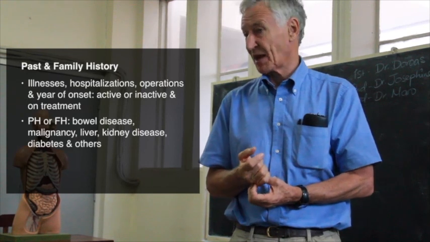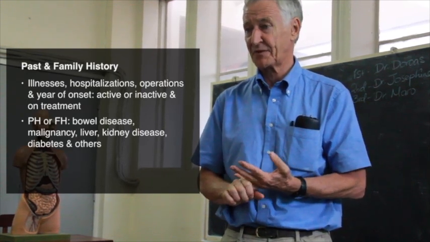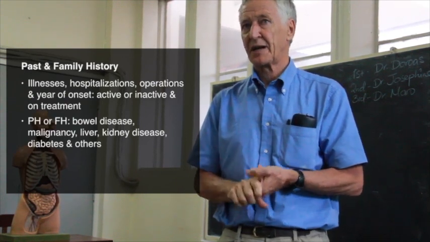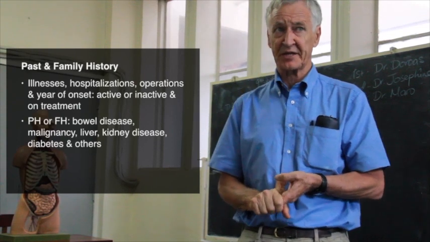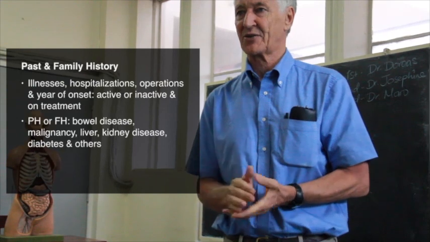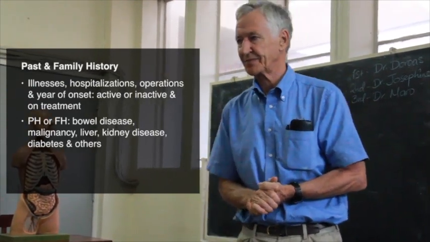Family history, some diseases run in families. Gastrointestinal ones, celiac disease does. Familial polyposis and cancer of the colon does. And some diseases are associated in family because of exposure, like tuberculosis of the gastrointestinal tract. So family history is important, particularly with first-degree relatives.